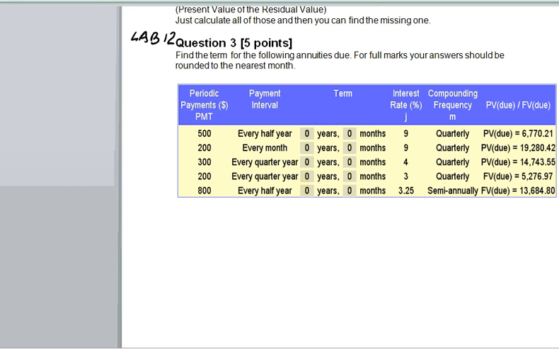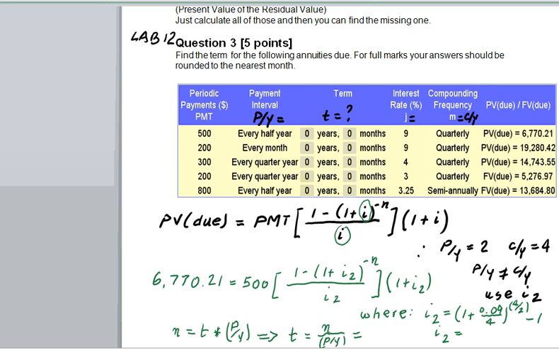Lyryx Lab 12, question 3 is very similar to question 2. We also are asked to find the term, but in this case we are asked to find the number of years and number of months. So we copy down the formula from the formula sheet. So now we identify that payment is equal to 500.